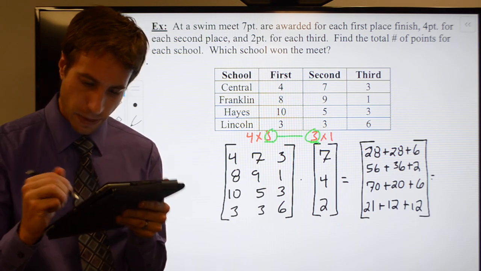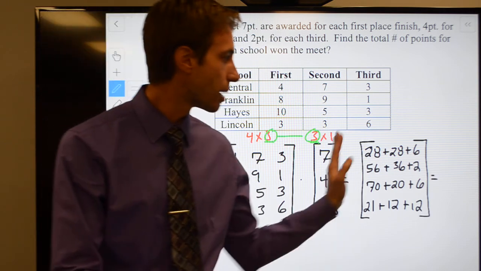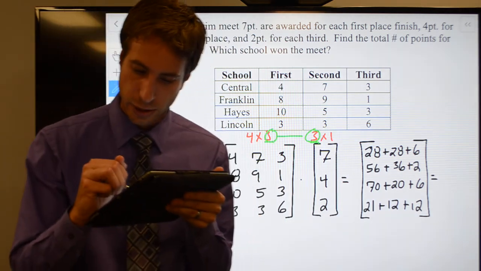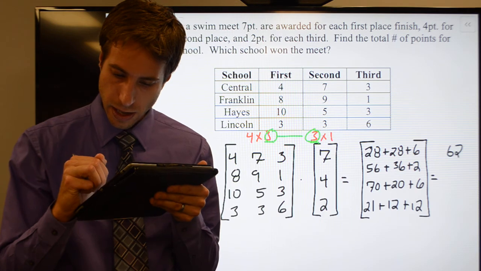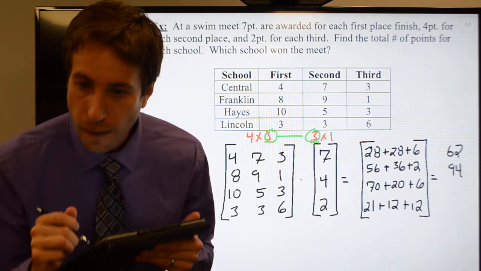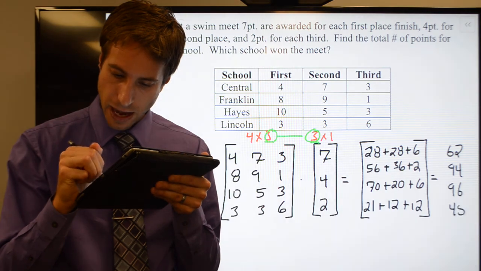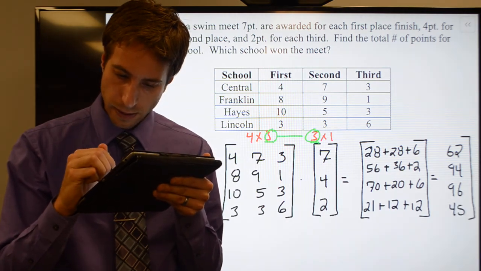All right, awesome. All we got to do is add all those numbers together. Again, please feel free to use a calculator. If you do that, I get 62, 94, 96, and 45.